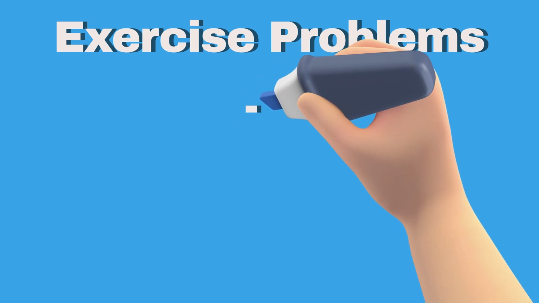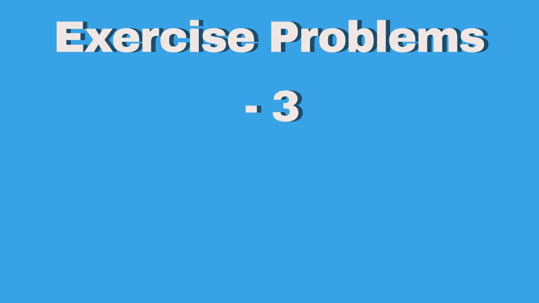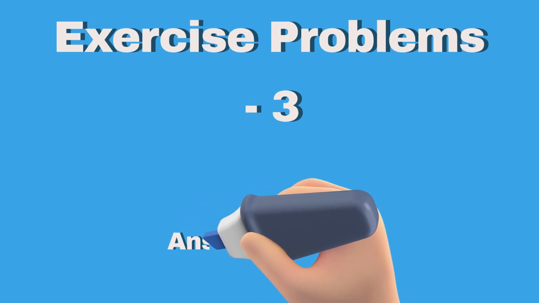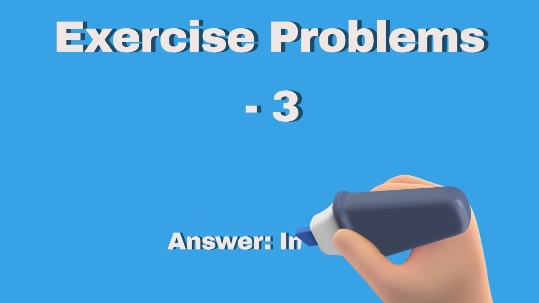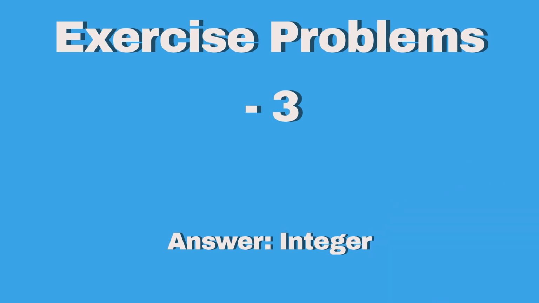Let's look at some numbers and determine what kind of number it is based on the 11 types of numbers we went over. Let's start off with negative 3. What kind of number is this? Negative 3 is an integer because it indicates a value less than 0.